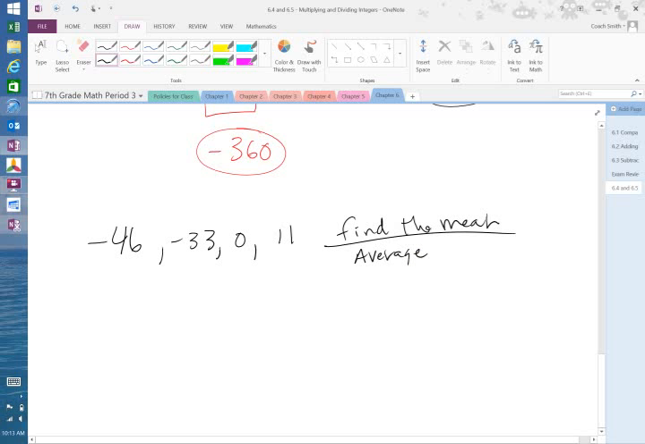Okay? Now, this is where it gets a little bit challenging, just simply because you're tempted to follow one set of rules when you're going to have two sets of rules in play here. The first set of rules that we're going to have to do is to find the mean or the average. What do we do first? You add the numbers. So, the first thing I have to do then is take negative 46 plus negative 33 plus 0 plus 11.